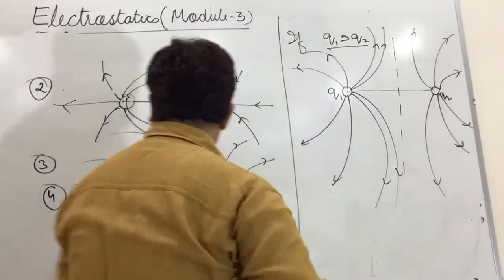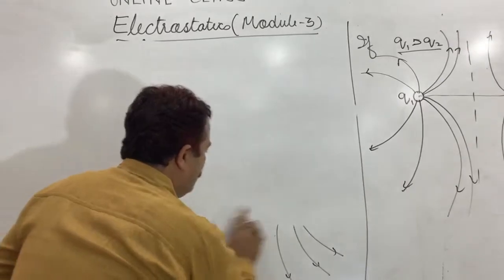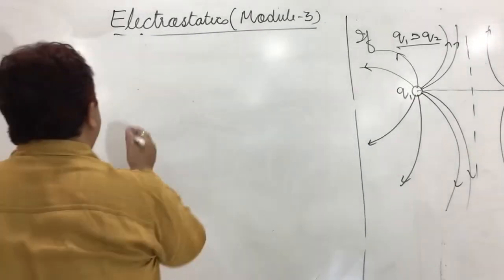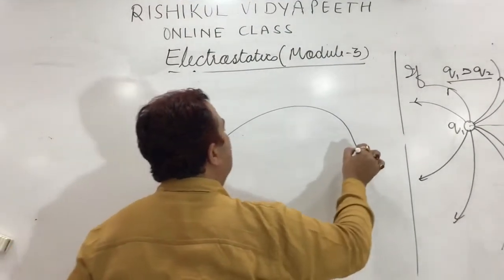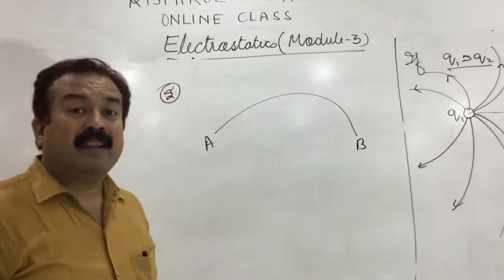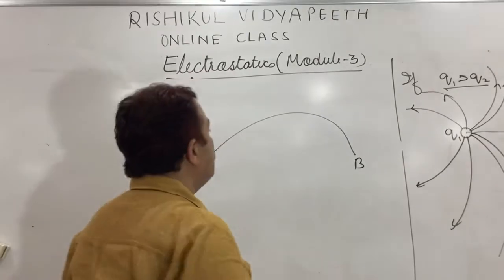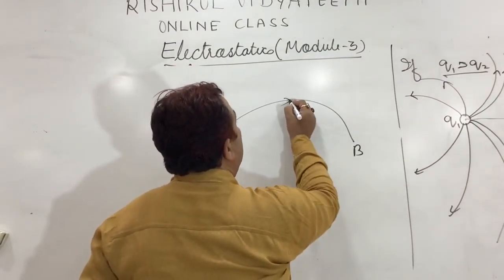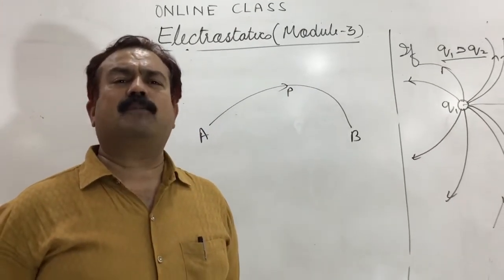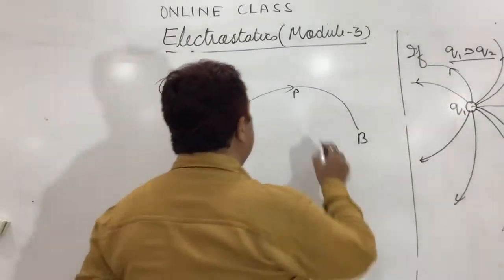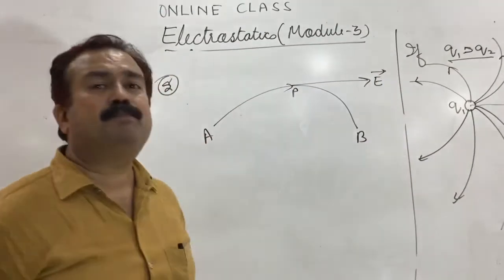Now I am telling you another property. If we have a curved electric line of force, let's say like this, starting from here at A and ending at B maybe, and at one point we want to find out the direction of electric field at a particular point, this is the direction. Then at this point P, if we want to find the direction of the electric field, what can we do? Simply we make a tangent line at this particular position, and this tangent line will give you the direction of the electric field at that particular point.